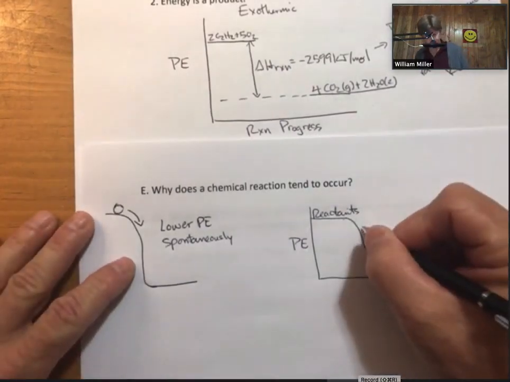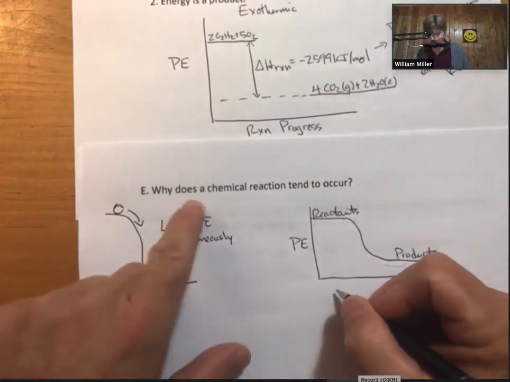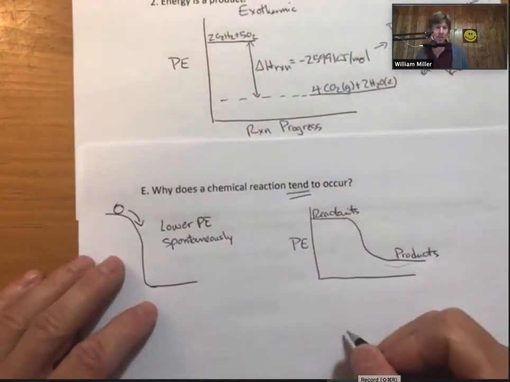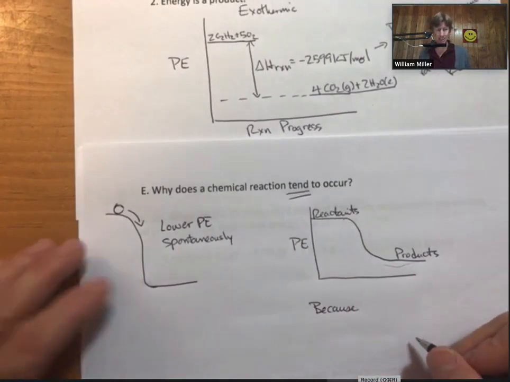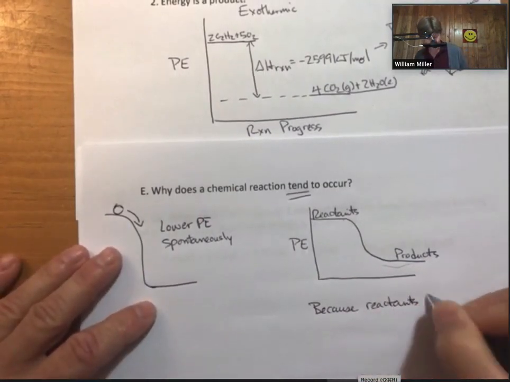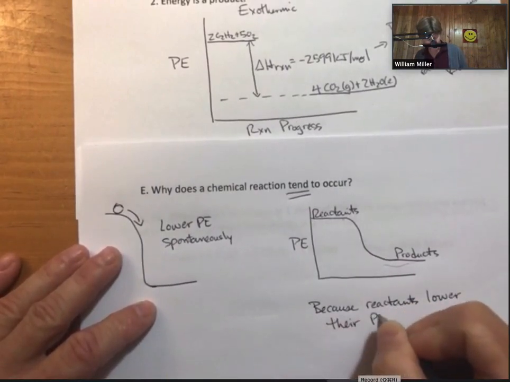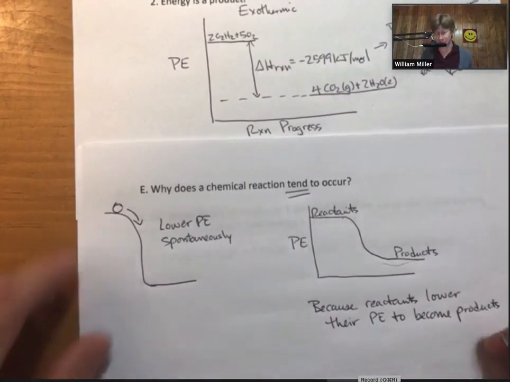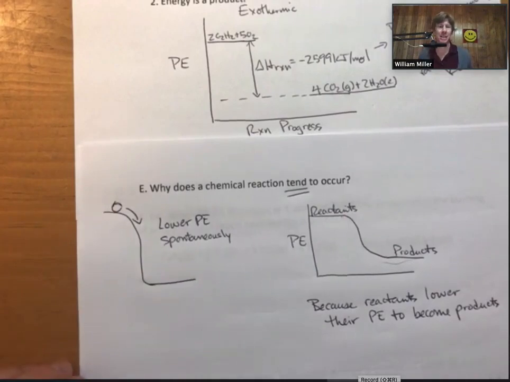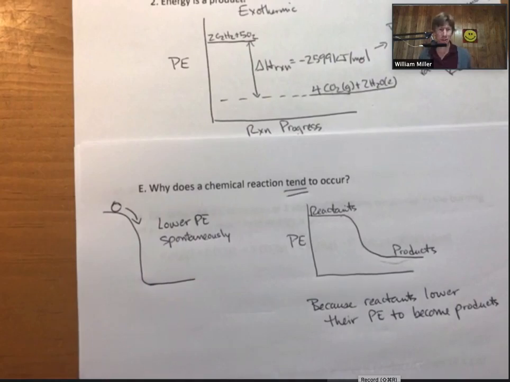So what we will say is, why does a chemical reaction tend to occur? A chemical reaction tends to occur because reactants lower their potential energy as they become products, in direct analogy to why a ball rolls down a hill. And so we will find that most reactions in Chem 1010 lower the energy of the reactants, and that these are the reactions that tend to occur. We did see a reaction that was endothermic that occurred. I do want to give you the idea that it is a little more complicated, but overall, the vast majority of reactions that occur are exothermic.